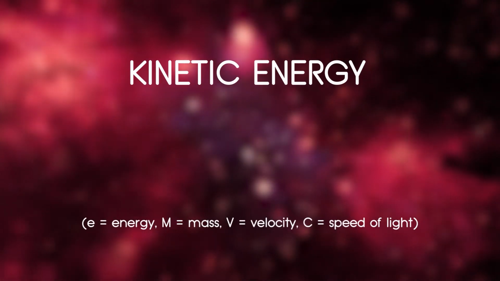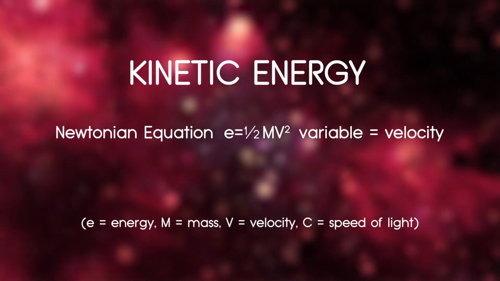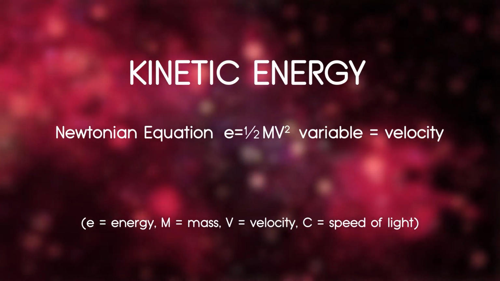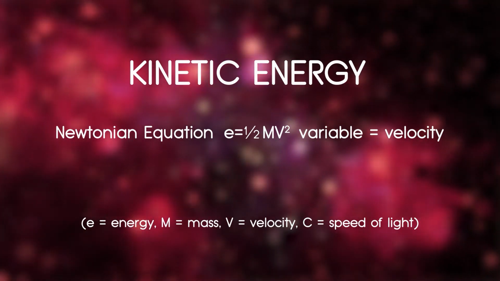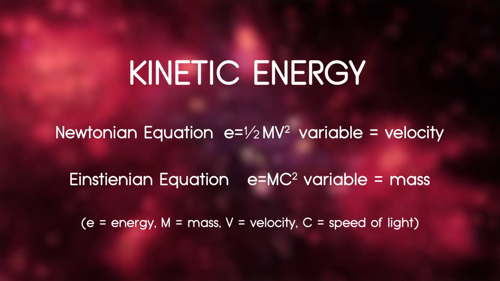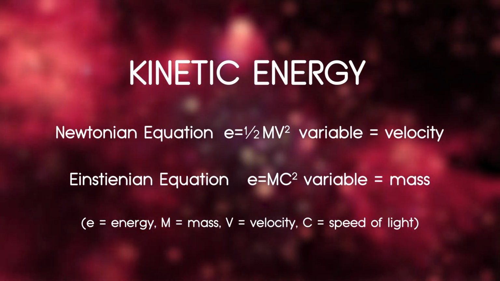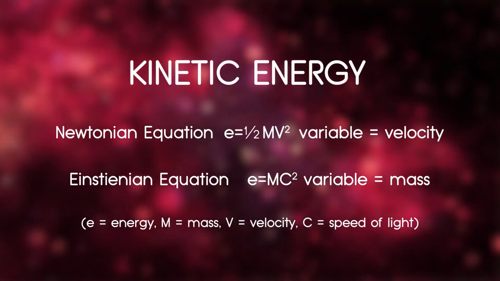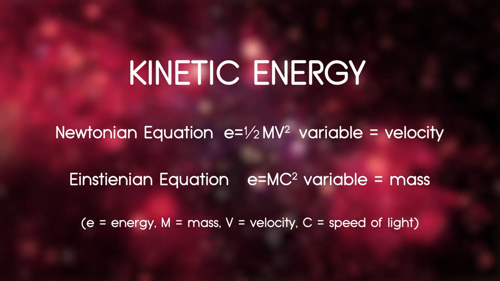The higher the rotation rate of the binary particle, the more energy the particle, pre-contact with matter, should contain. This means that the variable in the Newtonian equation for kinetic energy, E equals 1/2 mv squared, is the velocity v. In the equivalent Einstein equation, E equals mc squared, velocity is the constant c, and mass is variable. The second question is even more interesting.